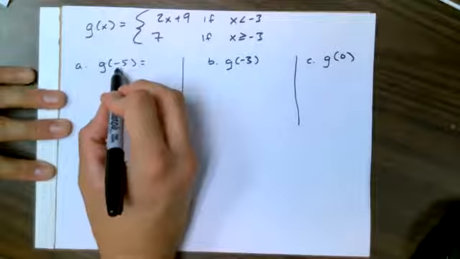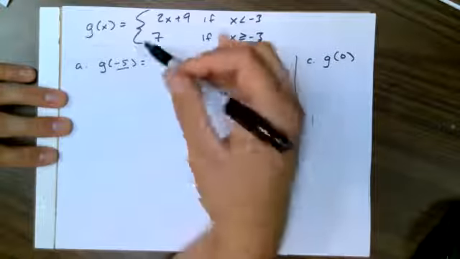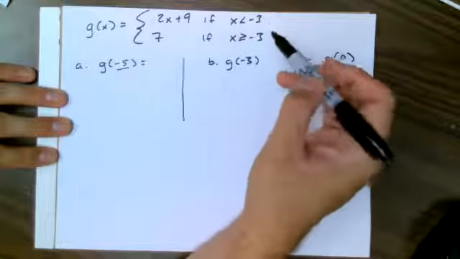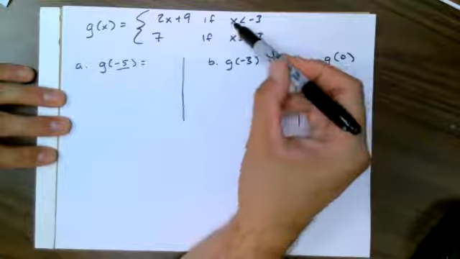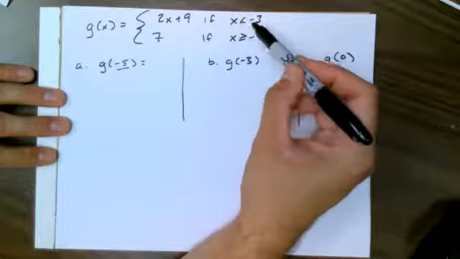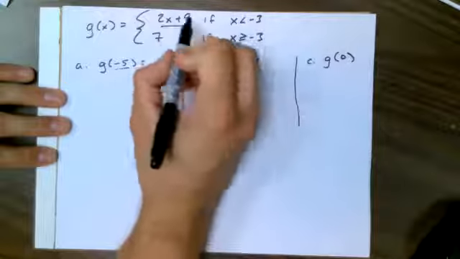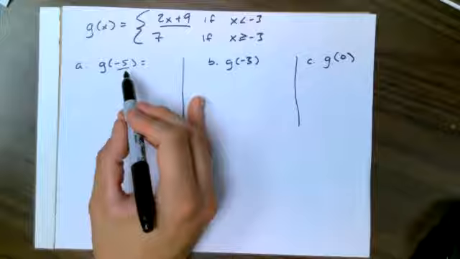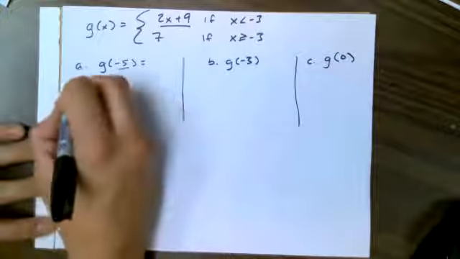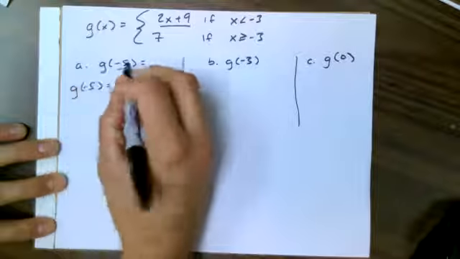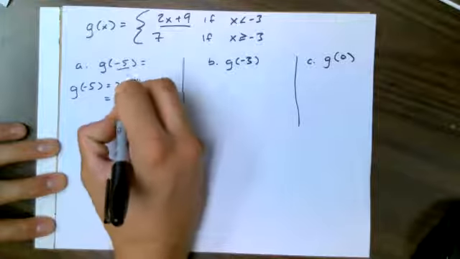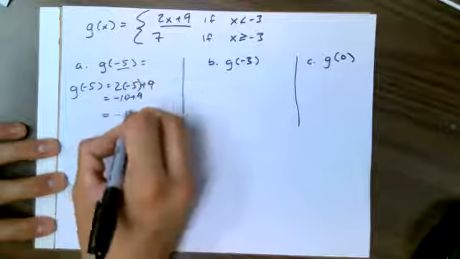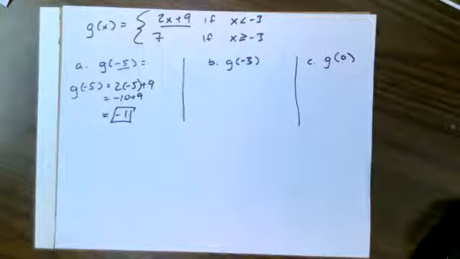G of negative 5. Well, look, this is our x value. Remember, what I'm asking is, when x equals negative 5, which one of these are we going to use? Negative 5 is less than negative 3. So I've got to use this top function for this part A question. So g of negative 5 would be 2 times negative 5 plus 9. So negative 10 plus 9, so I wind up with negative 1. So the solution would be negative 1.